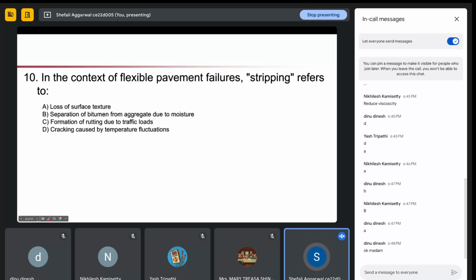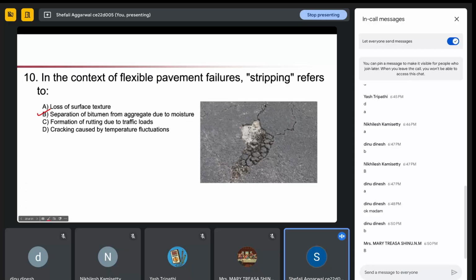Okay. So the next question is, in the context of flexible pavement failure, stripping refers to, which type of failure is stripping? Loss of surface texture, separation of bitumen from aggregate due to moisture, formation of rutting due to traffic load, cracking caused by temperature fluctuation. Okay, B, separation of bitumen from aggregate due to moisture. B, yeah, correct answer. So this is a type of stripping failure. Your top layer is completely separated from the bottom layer due to the accumulation of moisture in between.